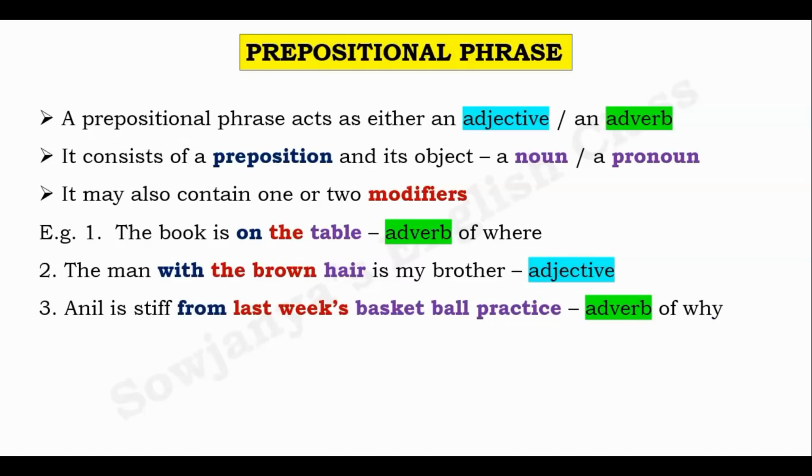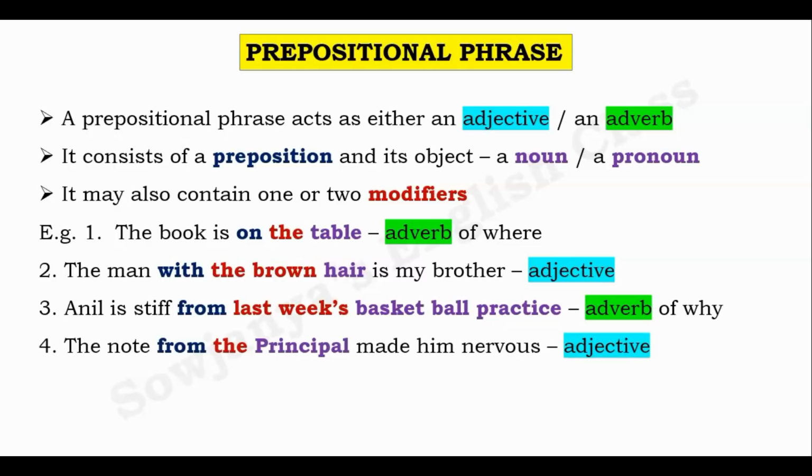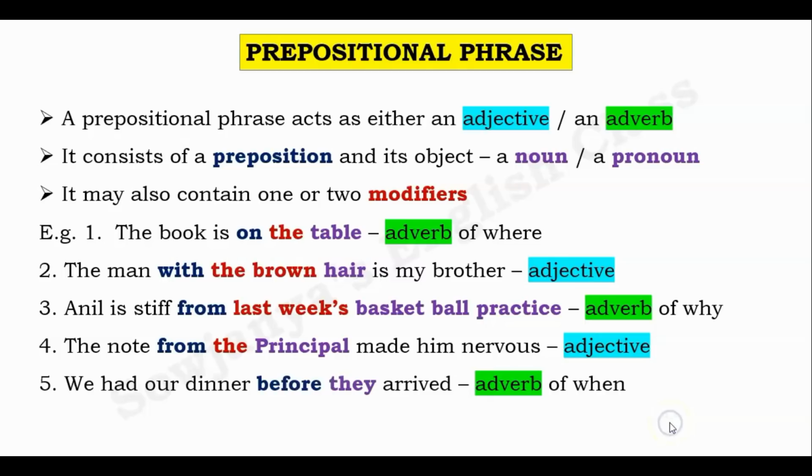Anil is stiff from last week's basketball practice. So, from is a preposition without any doubt, but the entire phrase from last week's basketball practice becomes an adverb of reason. The note from the principal made him nervous. What note? The one from the principal. We are modifying the note here, so it becomes an adjective phrase. We had our dinner before they arrived. When? Adverb of time: before they arrived.